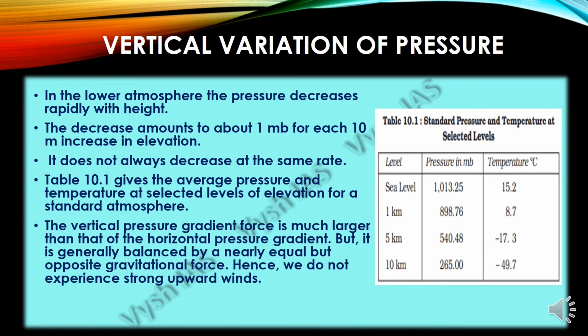So the vertical pressure gradient force is much larger than the horizontal pressure gradient, but it gets balanced by an equal and opposite gravitational force. That's why we don't experience strong upward winds, and it doesn't make much of a difference.